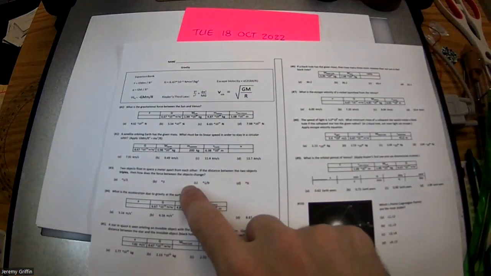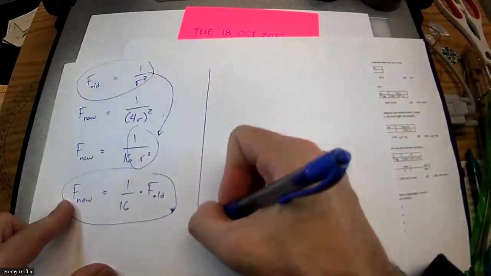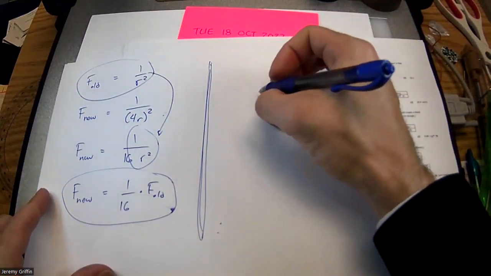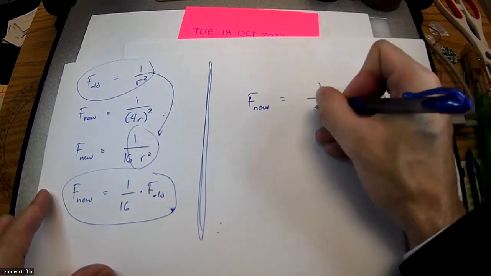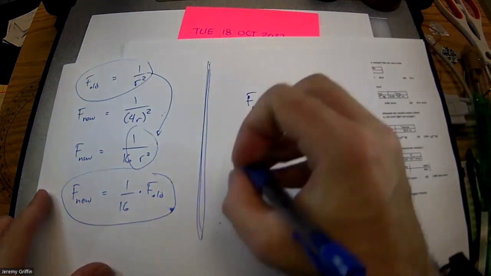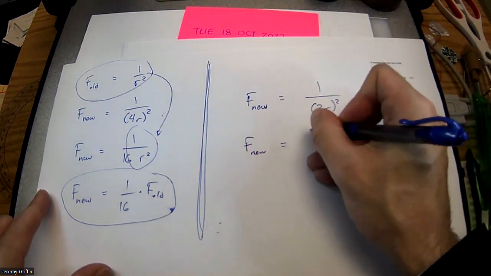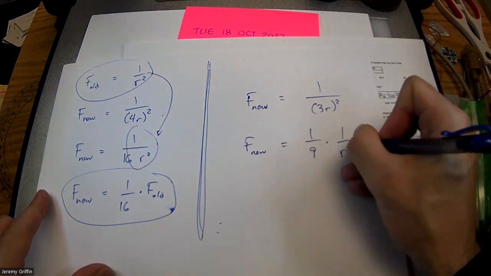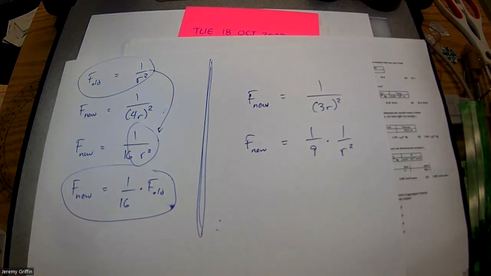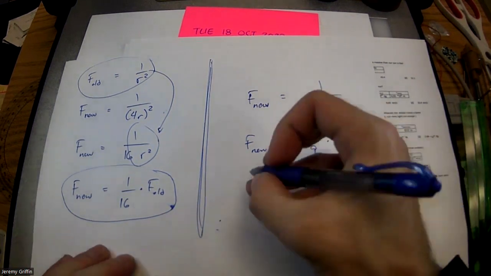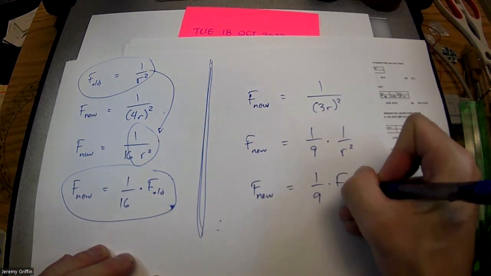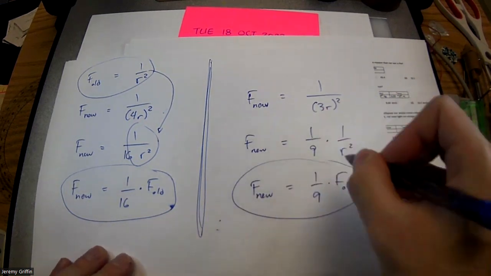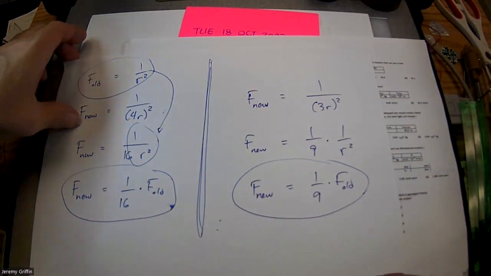Suppose the distance triples between the 2 objects. I could just do F new equals 1 over 3R quantity squared, which should be 1/9 over R squared, which is 1/9 of the old force. And so if you get 3 times the distance, you get 1/9 of the force. Inverse square law.